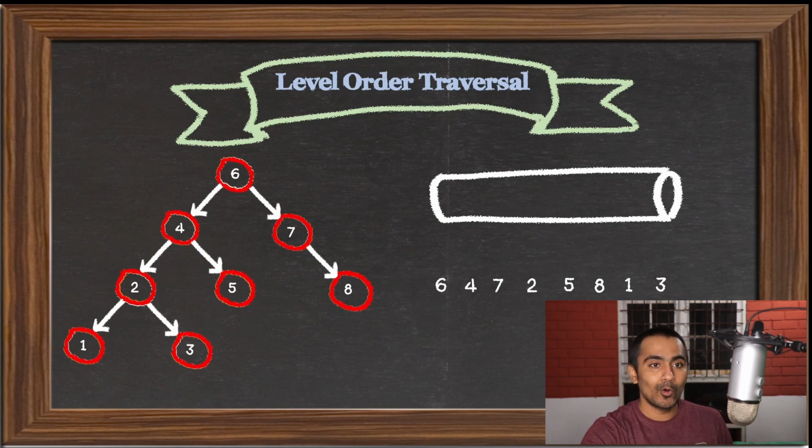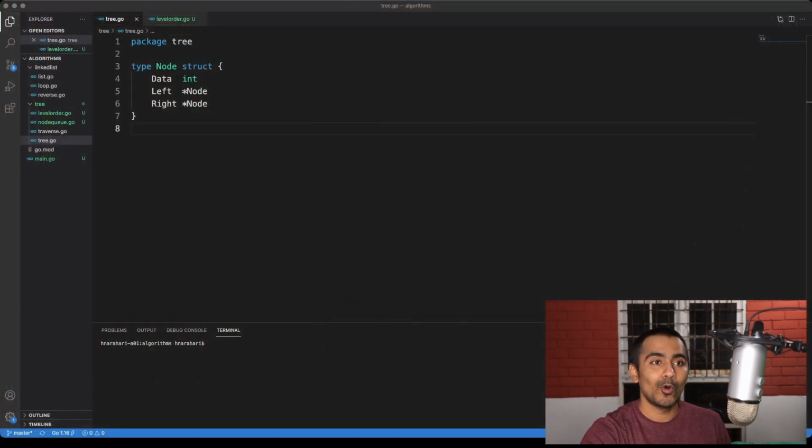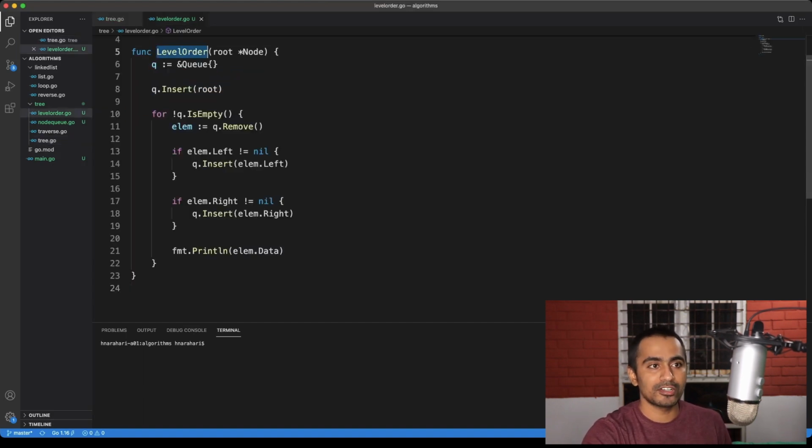Now, let's look at the code for the implementation of this algorithm. So I have this code opened here in VS Code with two files, tree.go and levelorder.go. Tree.go has the implementation for tree node, which is what we are going to pass into the level order function defined in levelorder.go. Here we pass the root node of the tree to this function.